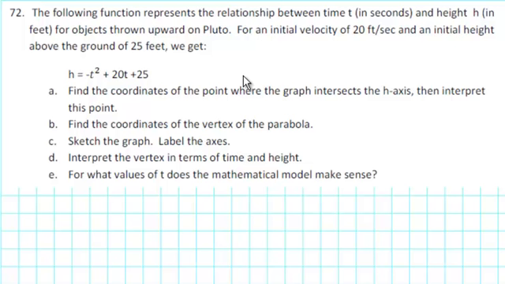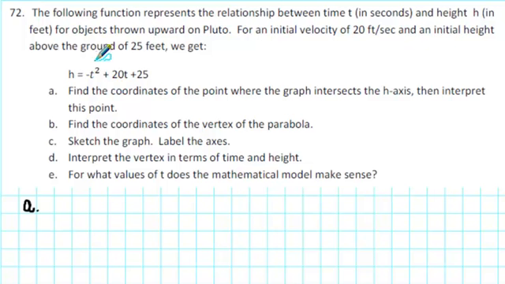The following function represents the relationship between time t in seconds and height h in feet for objects thrown upward on Pluto. For an initial velocity of 20 feet per second and an initial height above the ground of 25 feet, we get h is equal to negative t squared plus 20t plus 25. A. Find the coordinates of the point where the graph intersects the h-axis, and then interpret this point.